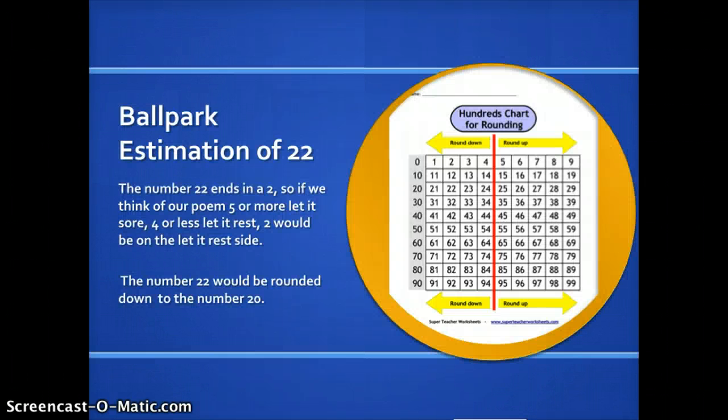Now let's find the ballpark estimation of the number 22. The number 22 ends in a 2. So if we think back to our poem, 5 or more, let it soar. 4 or less, let it rest. 2 would be on the let it rest side. The number 22 would be rounded down to the number 20.